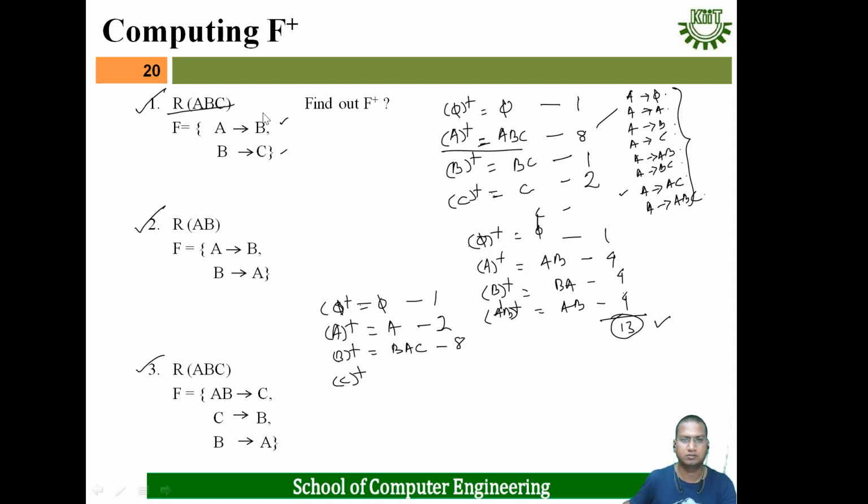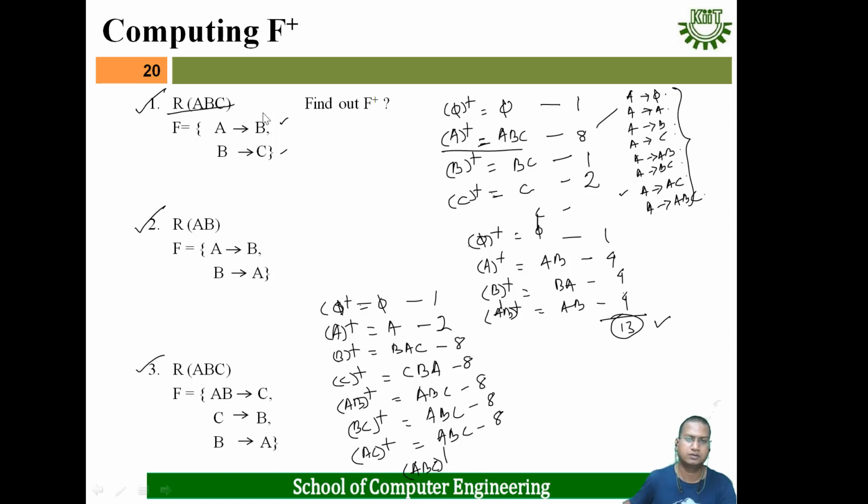Then your C closure will be equal to CBA again, that means 3, that means 8. Then your AB closure, combination of 2, AB closure will be your ABC, that means 8. Then BC closure will be your ABC, then 8 again. Then AC closure will be your ABC, then again 8. Then ABC closure will be your ABC, then again 8. Okay, then total number of functional dependencies in this case is 8, 2, 1, that means total number here is 51.